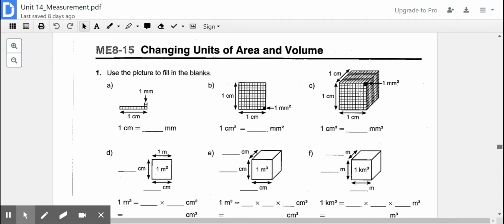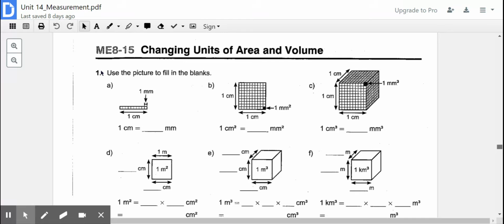Well, hello. We are going to do our next math lesson, which is the measurement unit, measurement 8-15, changing units of area and volume. This is found on page 160 of your Jump Math workbook. So let's get started. Let's take a look at question 1. Question 1 says, use the picture to fill in the blanks.